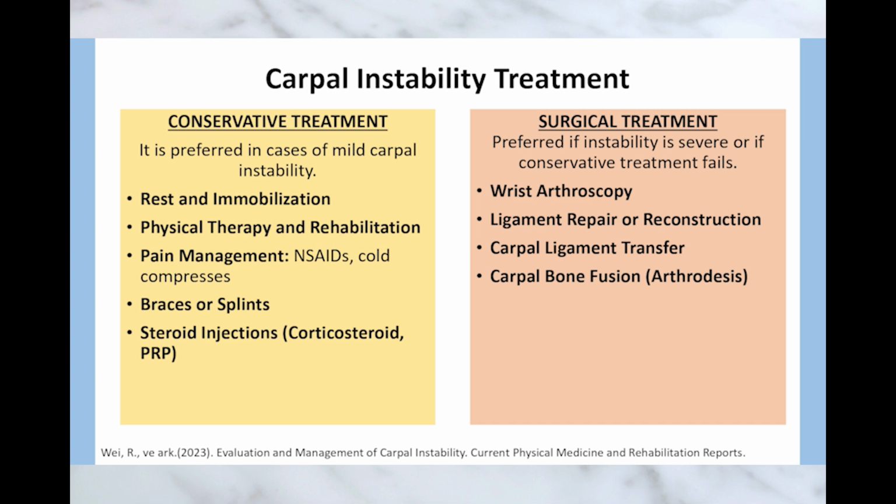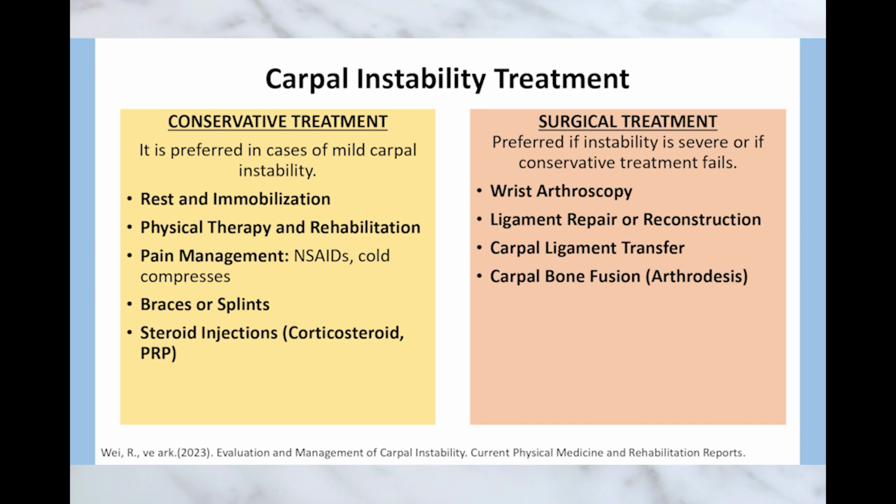And then when do you move to the surgical route? When are those options considered? So surgery is usually for the more severe cases, like when there's a significant ligament tear or when the symptoms just don't go away, even with conservative treatment. And the specific procedure will depend on what's going on, the type and extent of the instability.